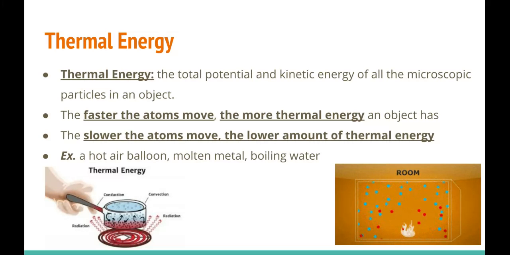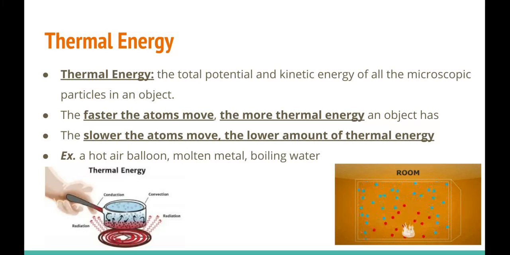So hot air balloon, what allows it to fly? It's the heating of the air immediately inside the balloon, and we know that hot air rises, and so it allows the people in the basket to basically rise above the surface and to continue floating in the air.